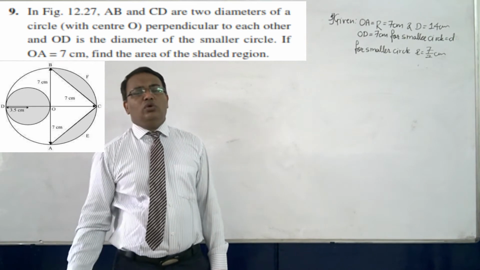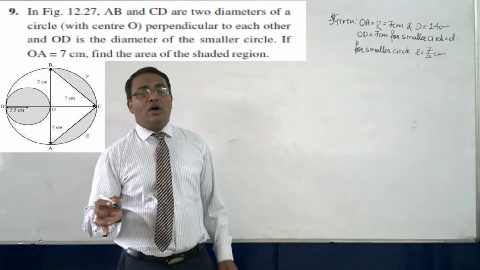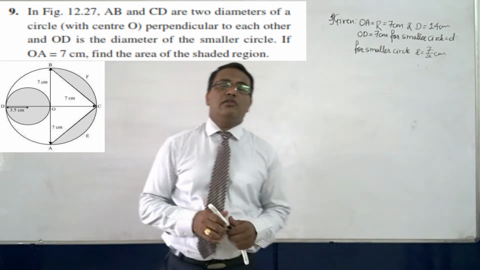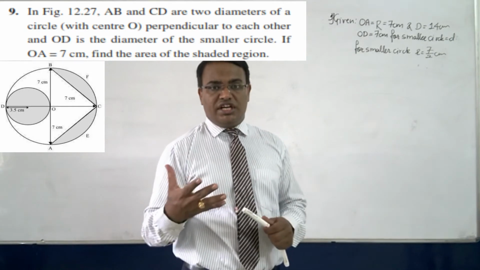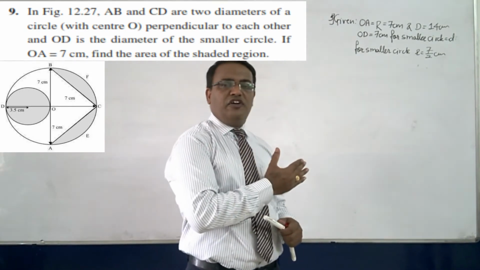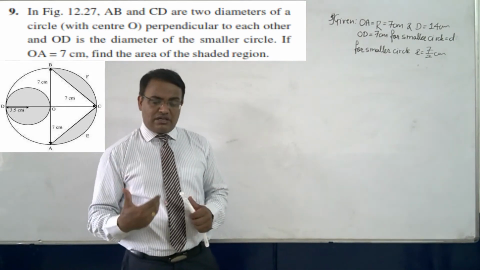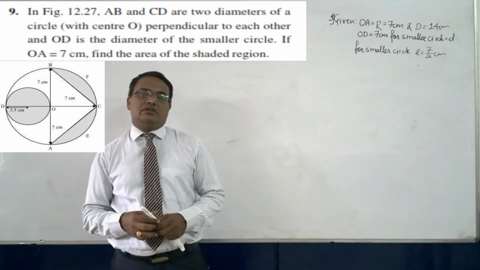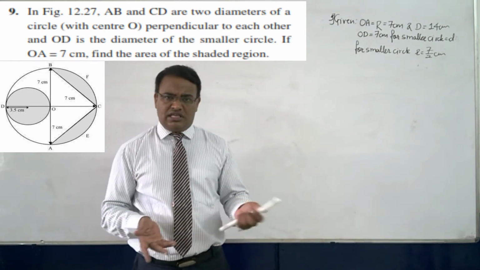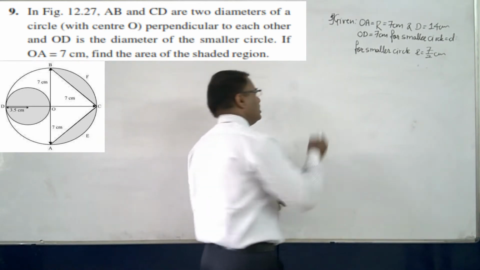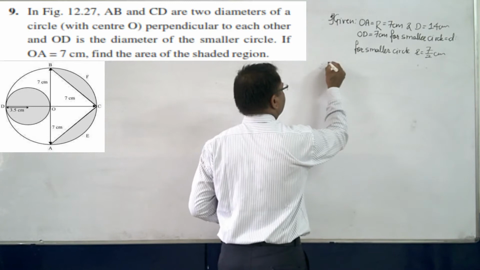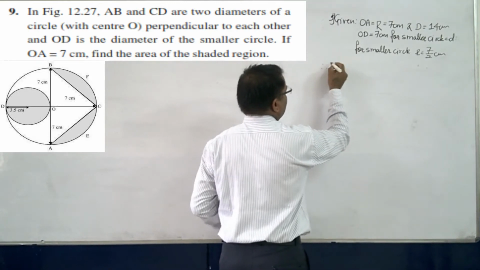Now you have to find out the area of the shaded part. If you observe the diagram, there are two shaded parts. One is in one half of the circle, the second one is in the second half, that is, one in one semicircle and another in the other semicircle. For the first it is easy to find out because the first part is nothing but a circle.